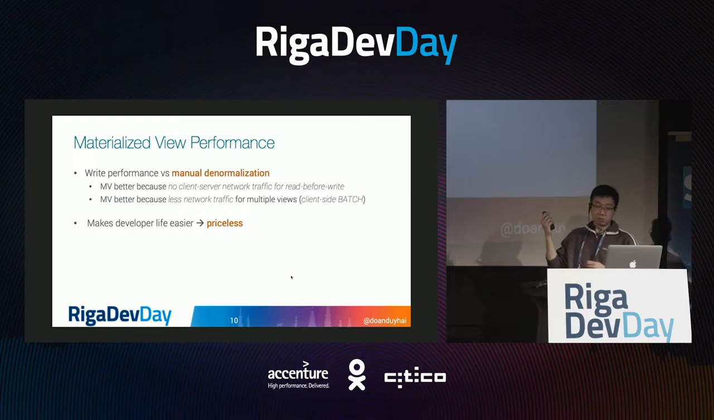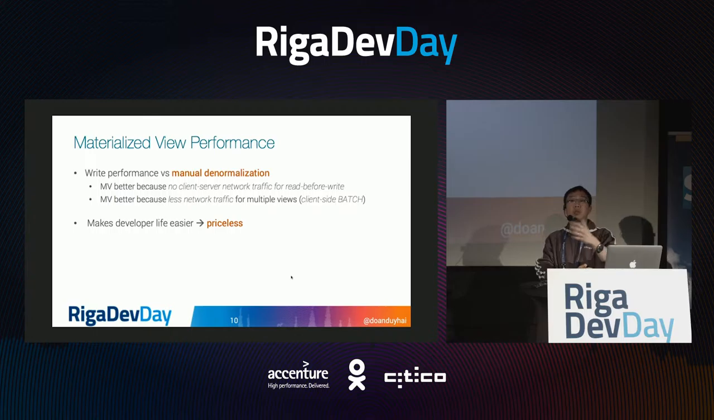In this case, materialized view is faster, because it is managed by Cassandra, so you don't have the network traffic, because if you need to do it yourself, you need to read first what is the current value of the country. So you fetch data from Cassandra on the network back to the client, and then you do another update back to Cassandra. So with Materialized View, we don't have this client server network traffic. And also, it makes your life easier because you don't need to handle it anymore.